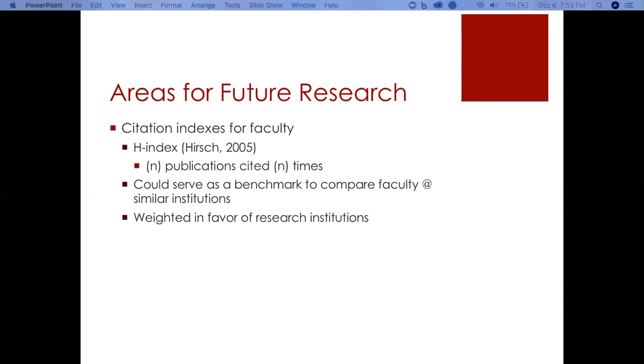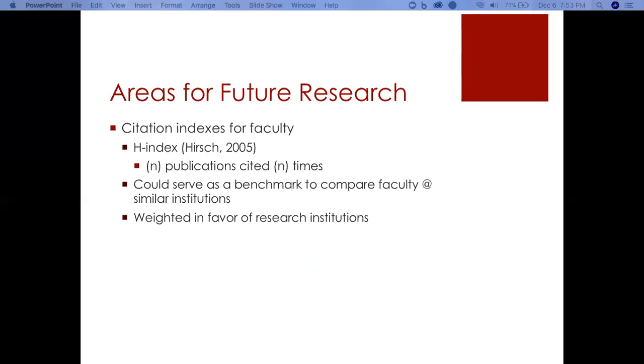And so if you think about it, it's a combination of both productivity but also impact or quality. So if someone has a blockbuster article or book chapter that's cited widely and has a big effect on the field, but subsequently all of their publications are of minimal impact, they're going to have a relatively low H-index. On the other hand, someone who is prolific, highly productive, but really not having much of an impact on the field, they're also going to have a low H-index.